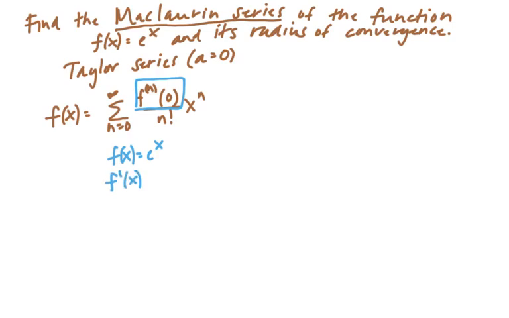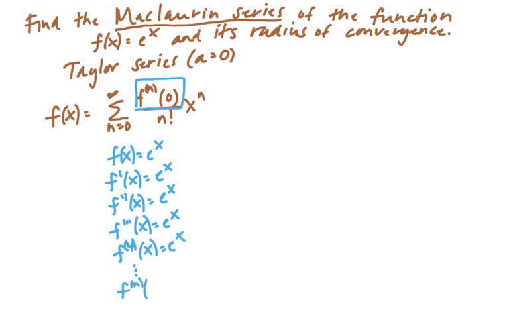So the first derivative is e to the x. Nice, easy problem. And the second derivative is e to the x. And the third derivative is e to the x. Don't be lazy. And the fourth derivative is e to the x. So we can say with confidence the nth derivative is e to the x.